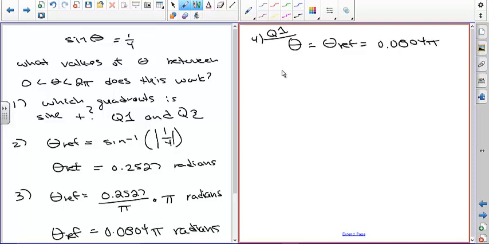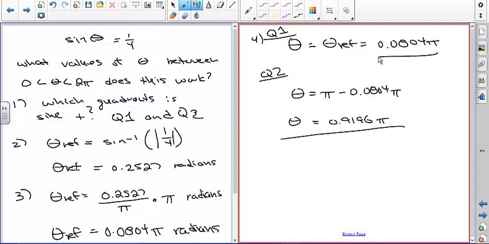So the answer is 0.0804 pi. And the second quadrant solution is going to be equal to pi minus 0.0804 pi, and that's 1 pi minus 0.0804. So all you have to do is take 1 minus your previous answer on your calculator, and the second solution is 0.9196 pi. So those are my two solutions for the first one, for sine equals a quarter.